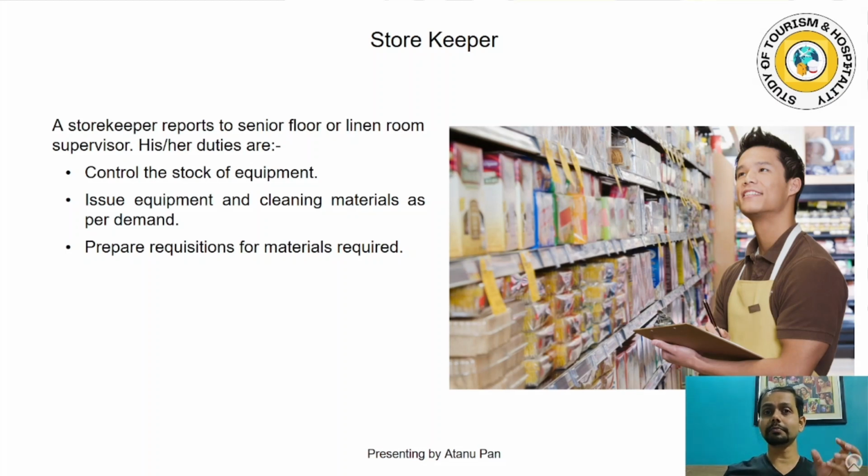So the storekeeper must keep a record of how many items are going out from the store, and that many items the storekeeper has to bring back into the store. So from where can they bring it back? From the main store of the hotel. Okay, so a requisition has to be made by the storekeeper of the housekeeping department, saying that we need these things.